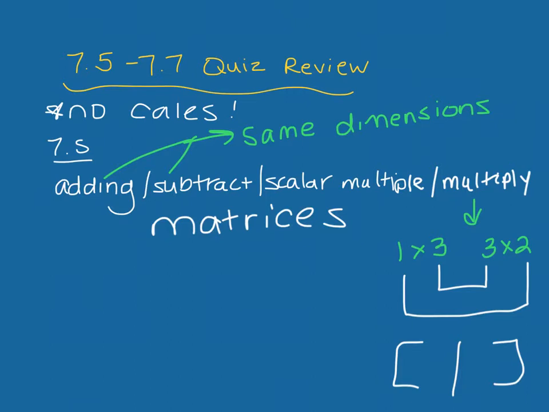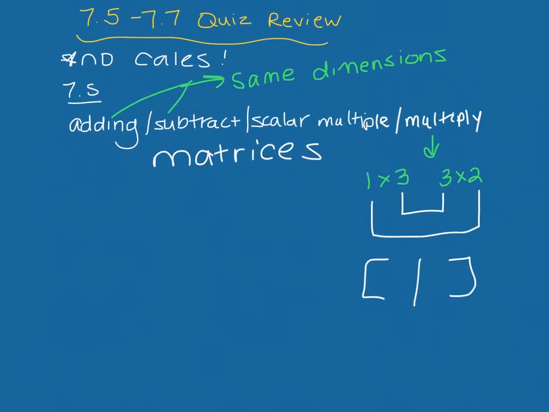Any questions on adding, subtracting, scalar multiplying? That's all 7-5. Okay, then came 7-6, which was inverses.